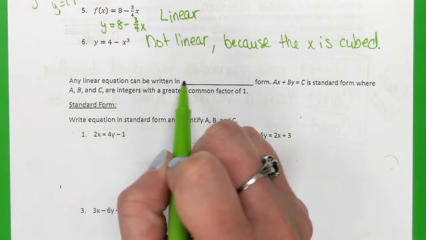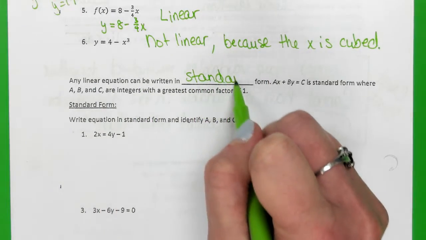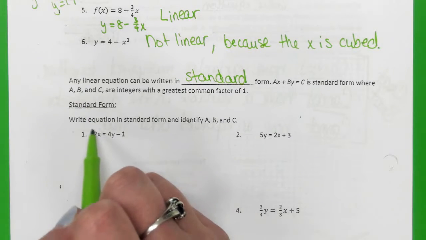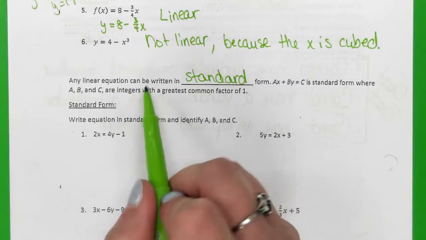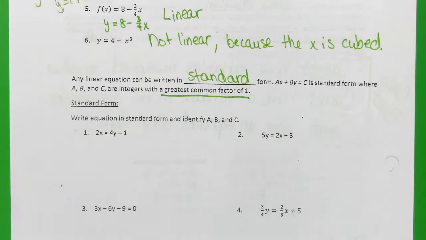Any linear equation can be written in what form? Standard. All right, there's 3 things about standard form. You know 2 of them. What's one thing about standard form? Can't be a fraction and can't be a leading negative coefficient, right? And we're about to learn one more. Greatest common factor can only be 1, right? All right, here we go.